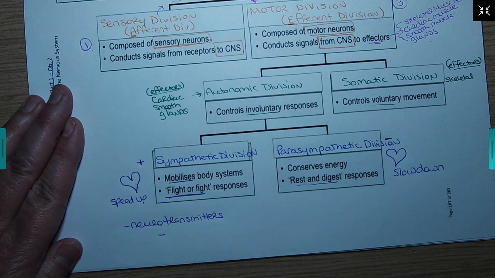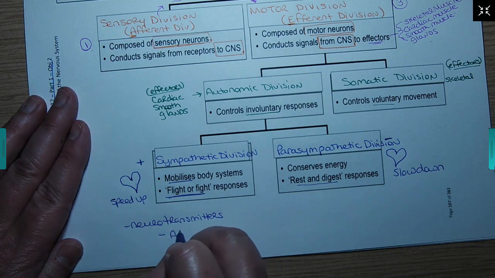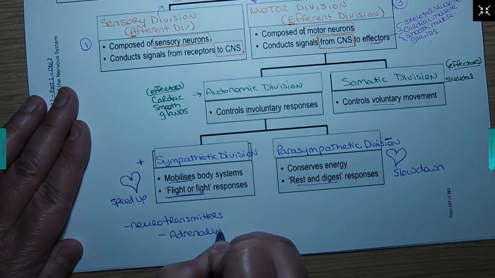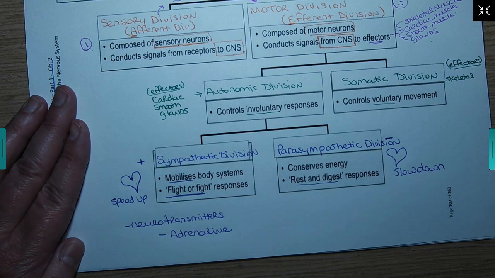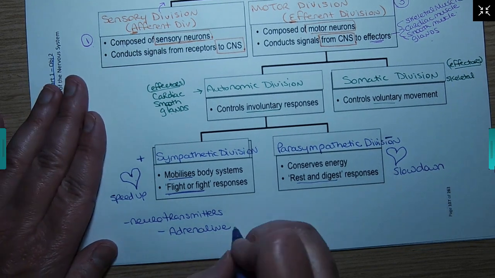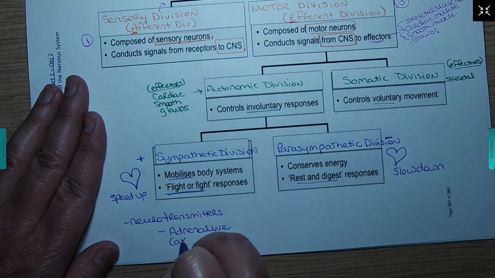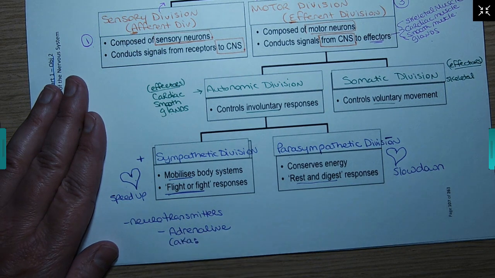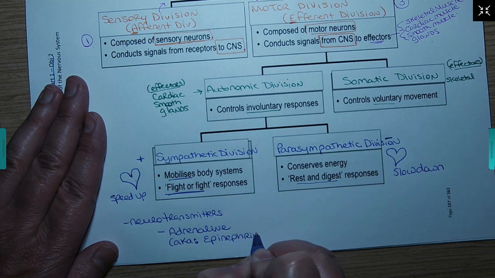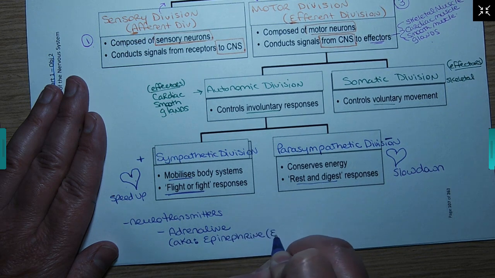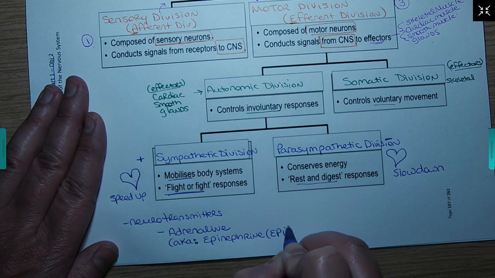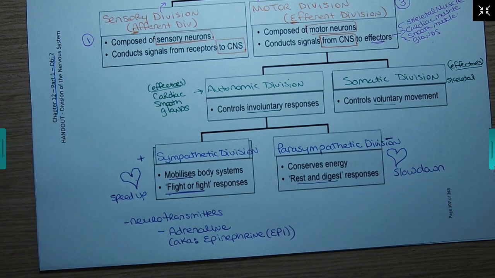The neurotransmitter, you've heard of this. This is adrenaline. You guys have probably heard of adrenaline before. It speeds everything up. Now, another name for adrenaline, it's also known as epinephrine. And that's abbreviated capital E, capital P, capital I. Sorry for the double set of parentheses there.